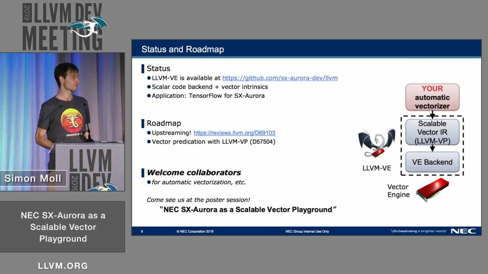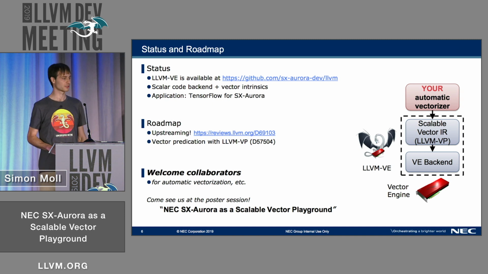And all in all, this is now available. There's a backend available on GitHub, and we're planning to upstream it. The first patch is out on Phabricator. And so we'll have, ideally, NEC SX-Aurora as a prime target for LLVM that you can use as a playground for vectorization and what have you. And we're looking for collaborators.